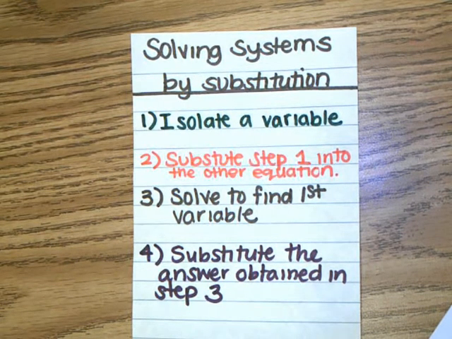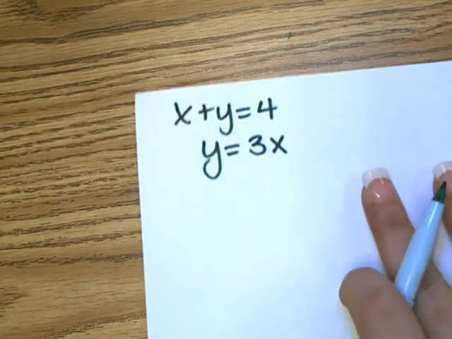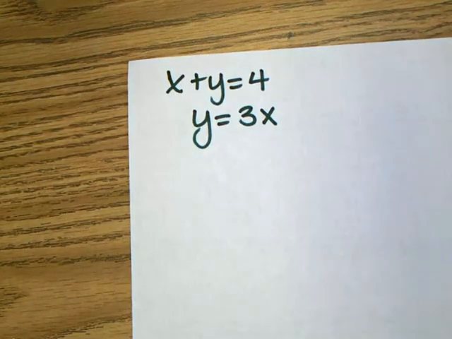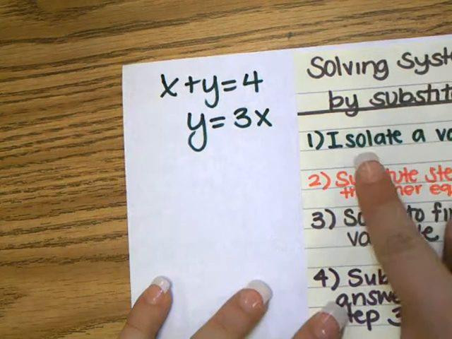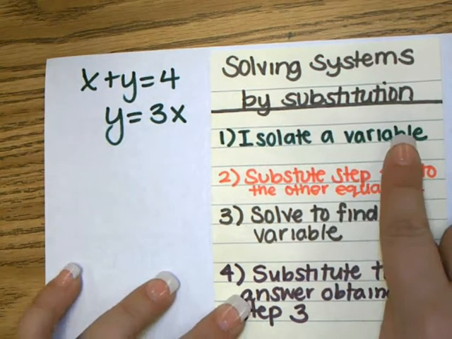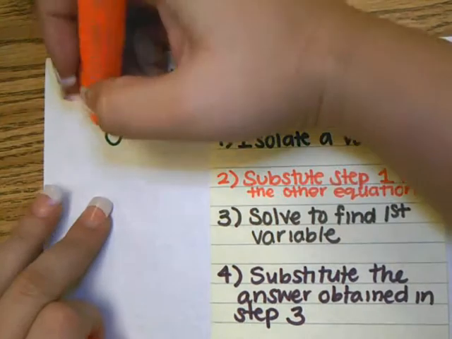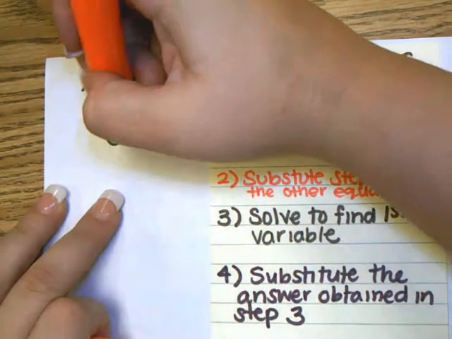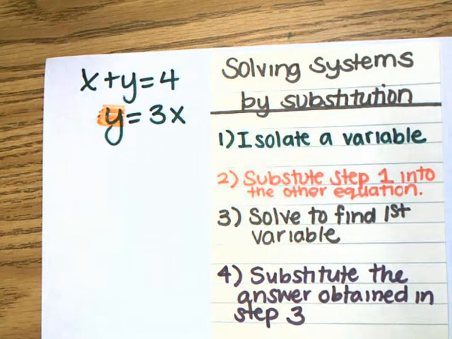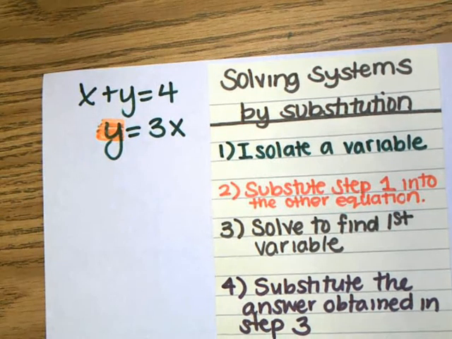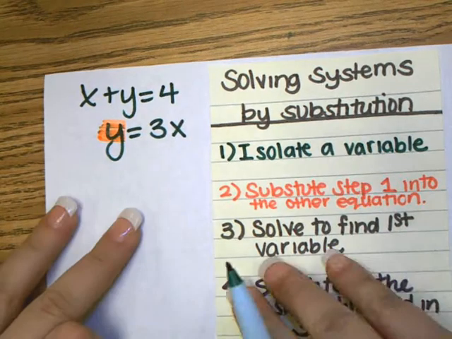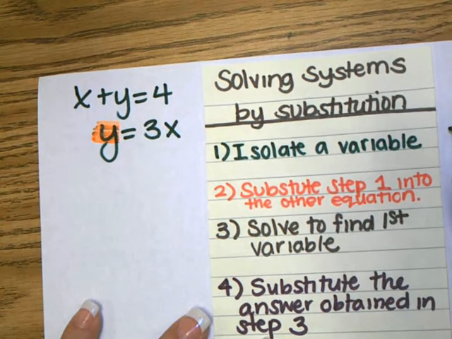So let's say we had the following system. Step 1 says to isolate a variable. So this is already isolated for us. The y is already by itself, isolated. So step 1, I can skip.